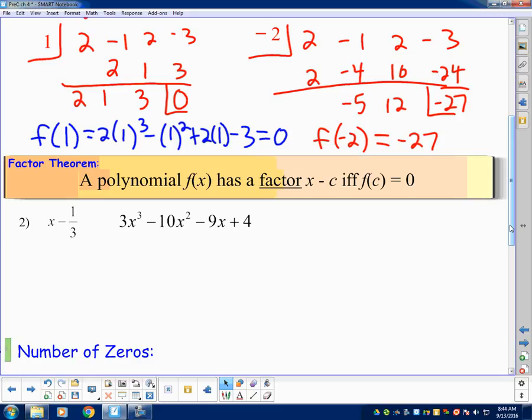So let's see if you understand what this theorem is saying. This is a powerful theorem. It says, determine if x minus 1/3 is a factor of 3x cubed minus 10x squared minus 9x plus 4 without using synthetic division. How would you test to see if x minus 1/3 is a factor of this polynomial? What would you do?